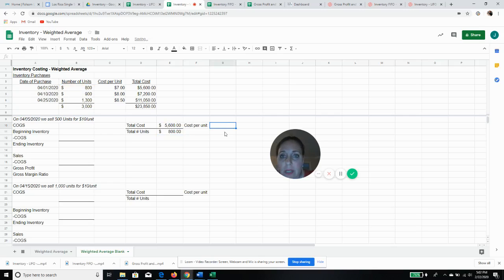And that is going to give us a cost per unit of $7, which makes sense. We have the one batch, we know they cost us $7 a unit. So our cost of goods sold will once again be 500 times 7, or $3,500. Our beginning inventory is just the 5,600. That's all we've got. Our cost of goods sold is 3,500. So our ending inventory, the amount we still could sell, is $2,100.